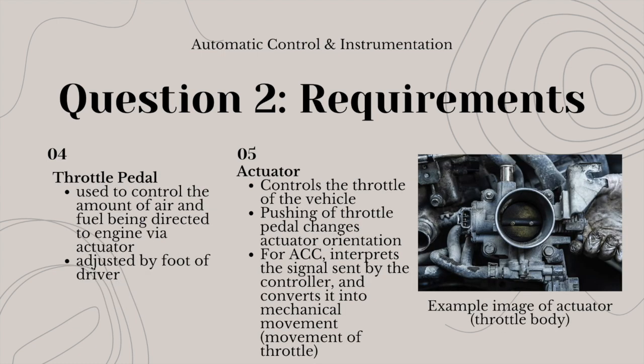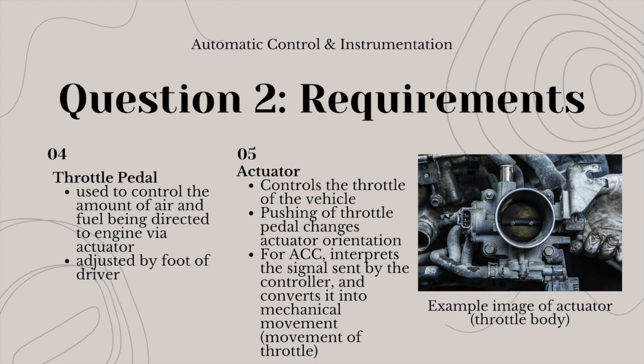Moving on, we have the throttle pedal, which is a component that controls the amount of air and fuel being directed to the engine via the actuator. The throttle pedal is adjusted by the mechanical movement of the driver's foot. The last vital component of the ACC system is the actuator. Also known as the throttle body, it controls the speed of the car based on the amount of fuel and air being fed to the engine.